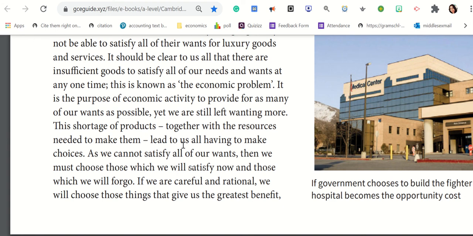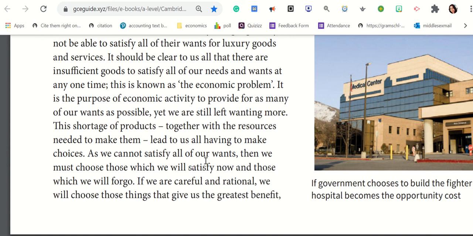It is the purpose of economic activity to provide for as many of our wants as possible, yet we are still left wanting more. This shortage of products, together with the resources needed to make them, leads to us all having to make choices. So that's the reason we make choices when we spend. As we cannot satisfy all our wants, then we must choose those which will satisfy now and those which we will forego. That means which you give up.